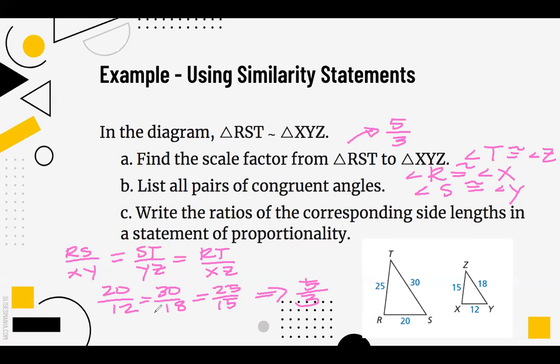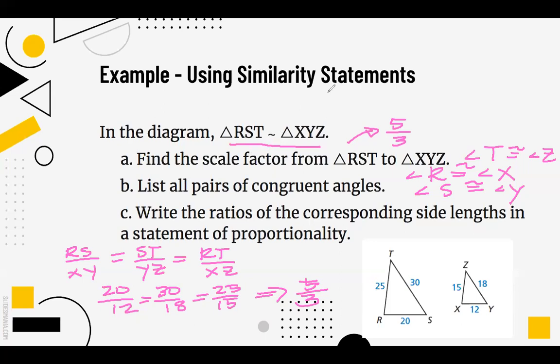Questions? Yes. Are you asking a question, Ty? We're going from RST to XYZ. Because here, wouldn't that mean it'll get smaller?